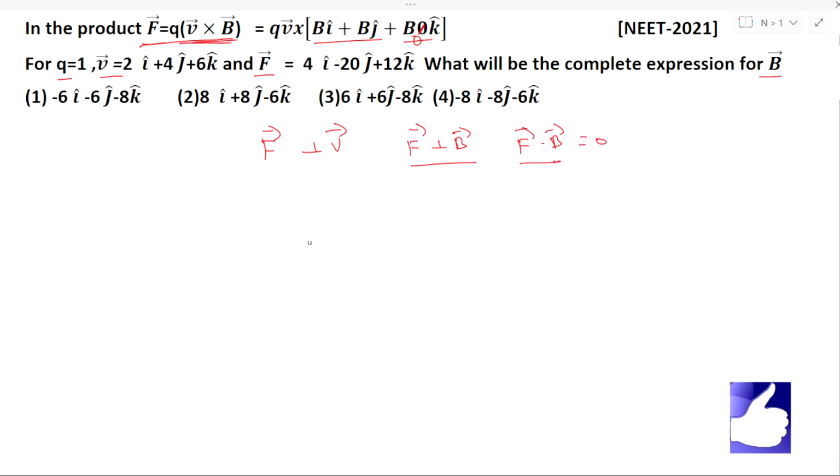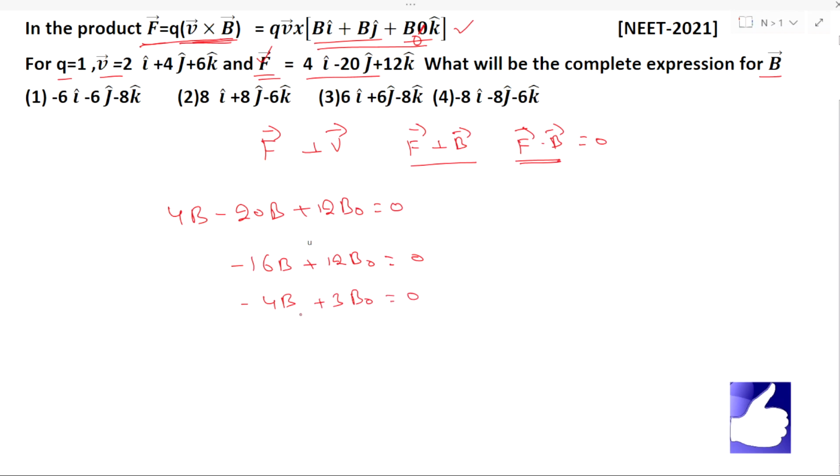Now let us use this. He gave the force vector F bar as this, and the B bar vector like this. Now if you calculate F bar dot B bar, you'll get like this. This is F bar, this is B bar. That is 4B minus 20B plus 12B naught should be equal to 0. That implies minus 16B plus 12B naught is equal to 0. If you take 4 common, you'll get minus 4B plus 3B naught is equal to 0.